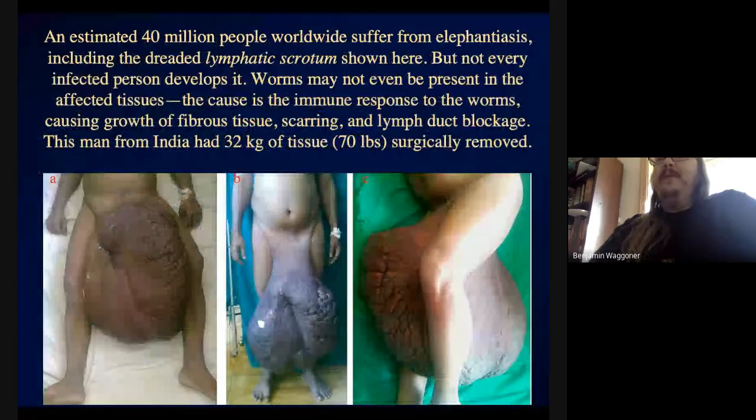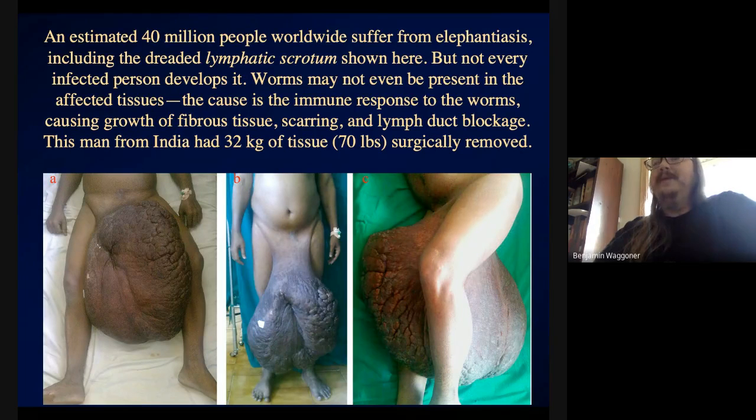And there's an estimated 40 million people worldwide that suffer from this. And as we mentioned, not every infected person develops symptoms like this. In this case, the worms weren't even present in the affected tissues. What happened here is the lymphatic system draining the scrotum and testicles was blocked by scarring and the growth of fibrous tissue. This is a man from India who had 70 pounds of mostly skin and scar tissue surgically removed.